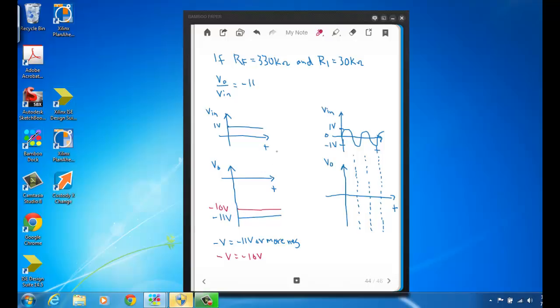Alright, so that's a DC example. An AC example is that if we had a sinusoid, a 1 volt peak sinusoid, as you see here, well, with the same resistor values and the same closed loop gain, we would expect an output sinusoid that's 11 times bigger than this input sinusoid and also 180 degrees out of phase. So we would get, or expect to get, a sinusoid that looks something like this.